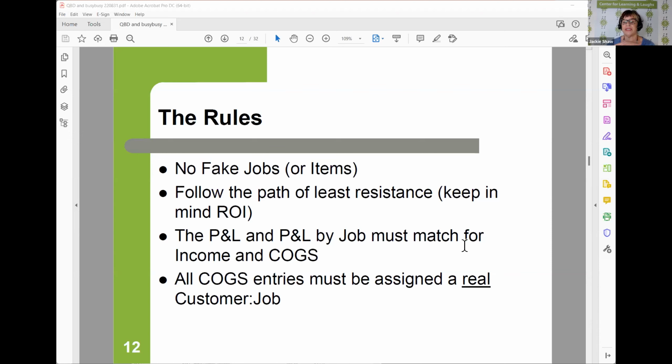All COGS entries must be assigned a real customer job. That goes back to no fake jobs, right? And it also will tie into the P&L and P&L by job matching. We would only want to have COGS associated with real customer jobs. So you don't create something called shop supplies as a customer and add that as a customer for all of the entries. It's going to mess up our system.